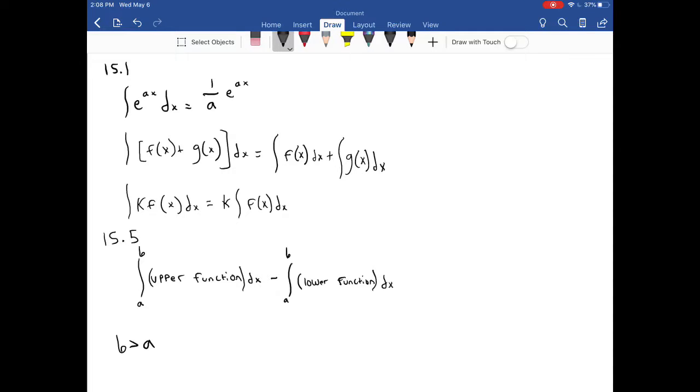And lastly, from 15.5, we'll be using the new equation we learned for the area between curves, with upper bound b and lower bound a: the antiderivative of the upper function evaluated at the bounds, minus the antiderivative of the lower function evaluated at the bounds. And b will be greater than a. So to do this, you will just plug in b for x and a for x and subtract the two numbers.